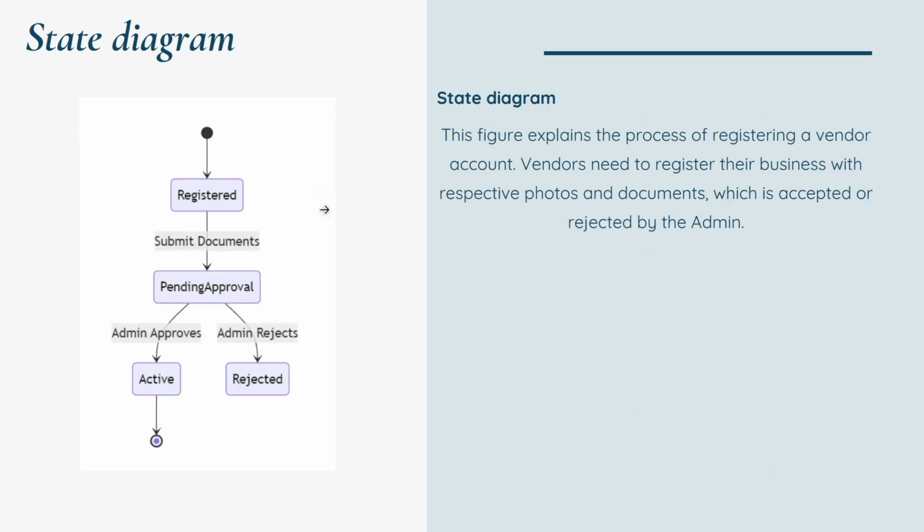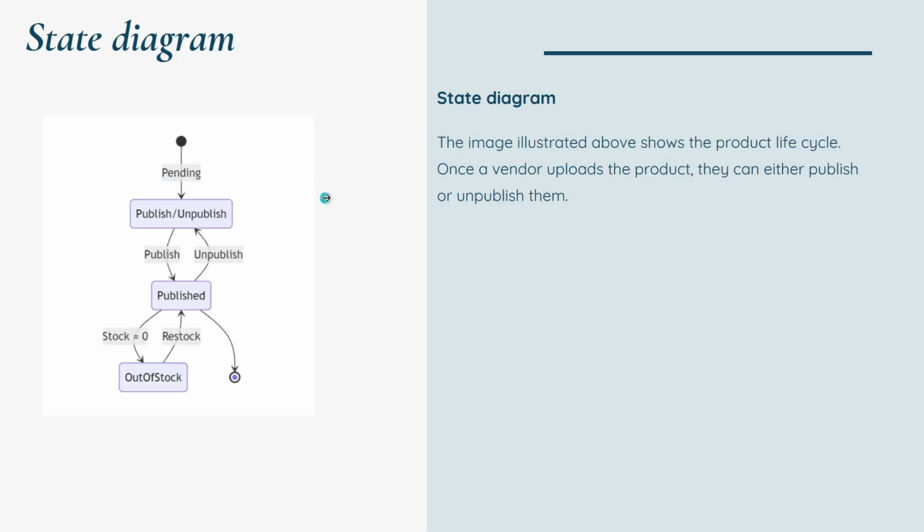Next is the state diagram. This state diagram explains the process of registering a vendor account. Vendors need to register the business with photos and documents, which will be reviewed by the admin, and then they will either approve or reject it. Next. This image shows the product life cycle. Once the product is uploaded, the vendor can either publish or unpublish it, and if it goes out of stock, it will be restocked by the vendor.